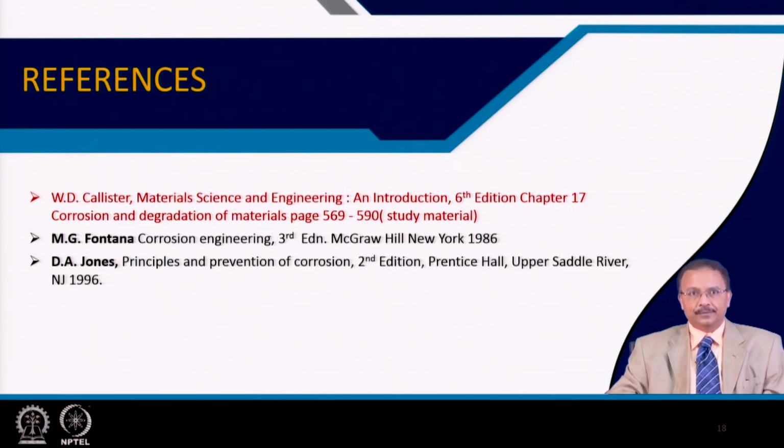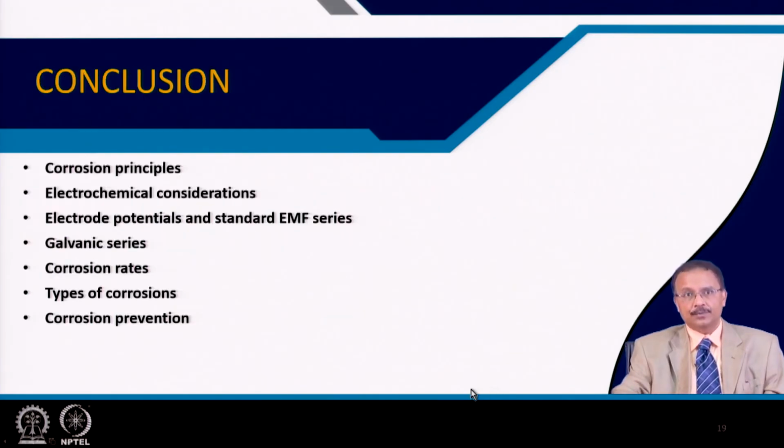The study material is the book by Callister, chapter 17, corrosion and degradation of materials, and apart from that, the book by M.G. Fontana and D.A. Jones is also quite effective to know these principles.